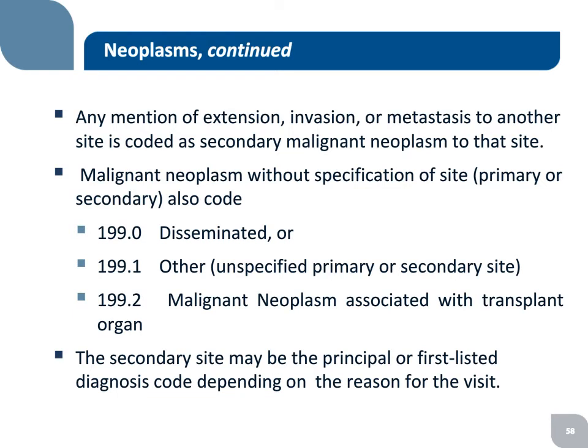So it's important not only to give us a status, but also let us know if they have any metastasis. So did it go to any other areas? Because there's a hierarchy. That secondary cancer is a higher weighted code than the primary. Okay. And if we don't know a primary or a secondary site, we actually have a code 199.1 for an unknown primary or secondary site.